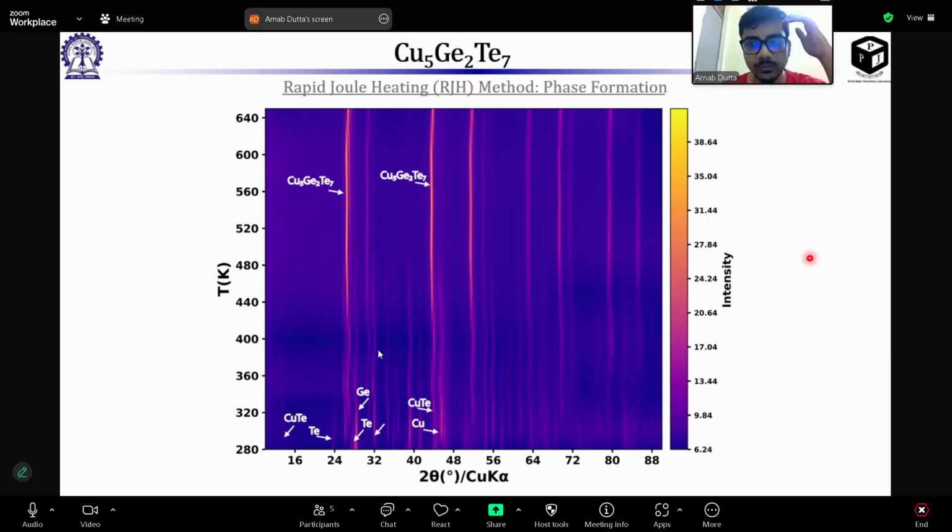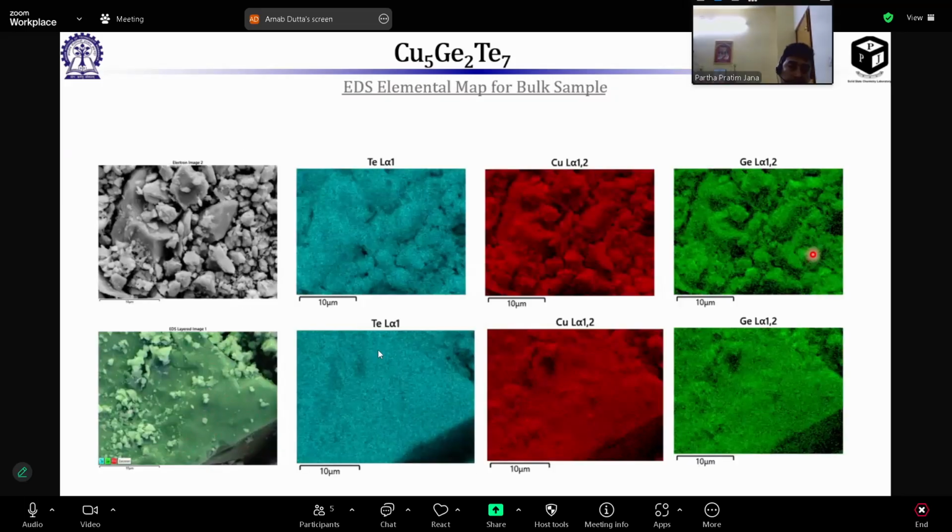Okay, so shall we move forward? And then we have taken the EDS color mapping. We can see this is clearly uniform, and there is no case of any binaries or other things.